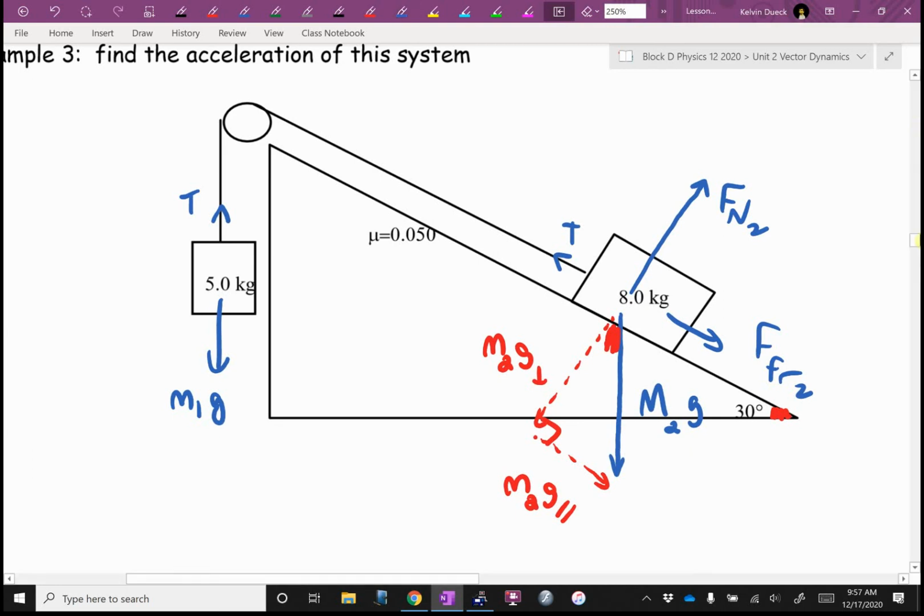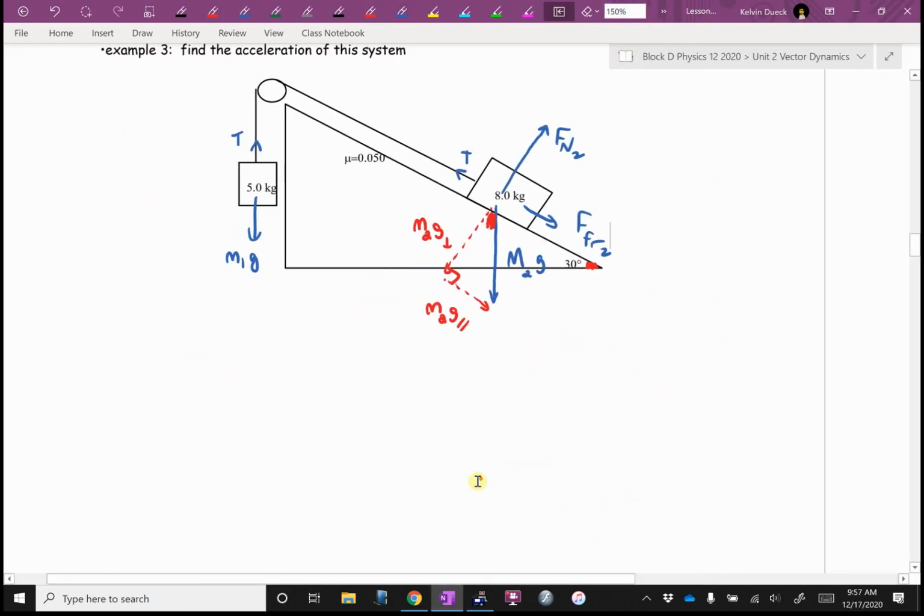So, whatever. Let's solve this. Find the acceleration. Did I also ask you to find the tension as a follow-up on this one or not? I did. Okay. Who's winning?